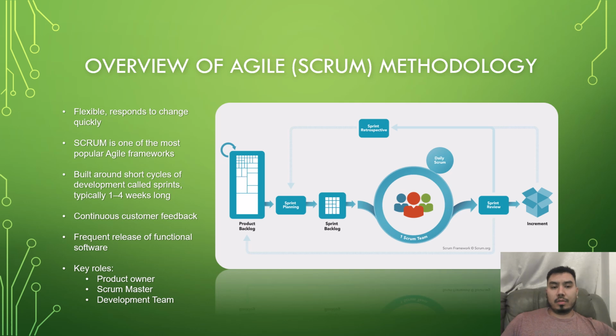And there are some key roles in Agile, like the product owner. The product owner is the person who's representing the client or stakeholder, and there is a Scrum Master who is managing the Scrum meetings, helping the team to meet the deadlines and clearing any obstacles. And of course, there is a development team who will build the software or the project.